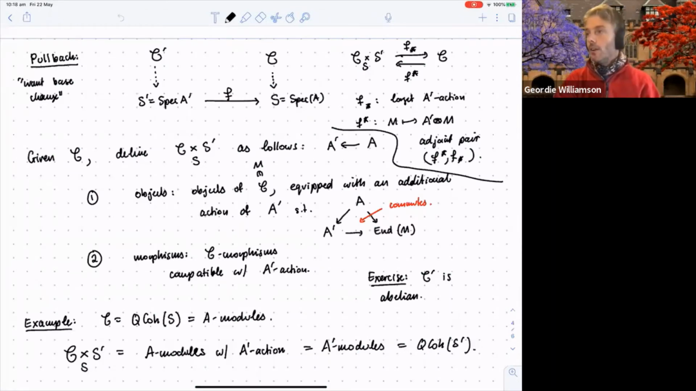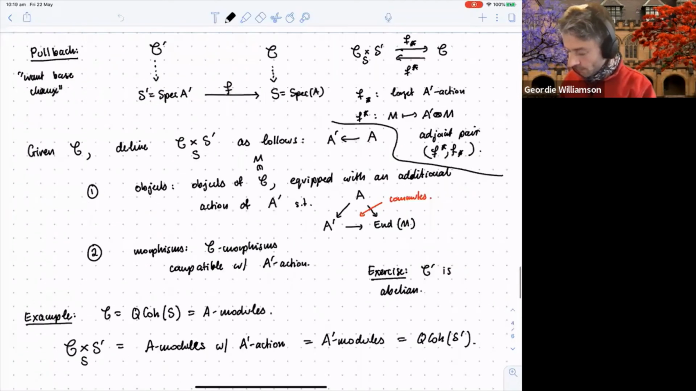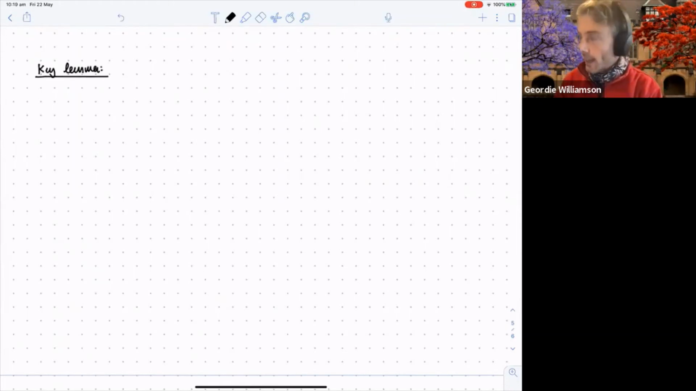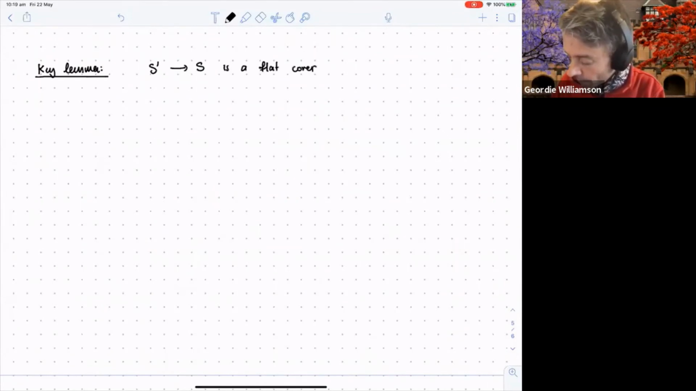Okay, so now back to where we're up to. So the key lemma is that if S prime to S is a flat cover, so that means that this is a surjective flat map, then descent holds.